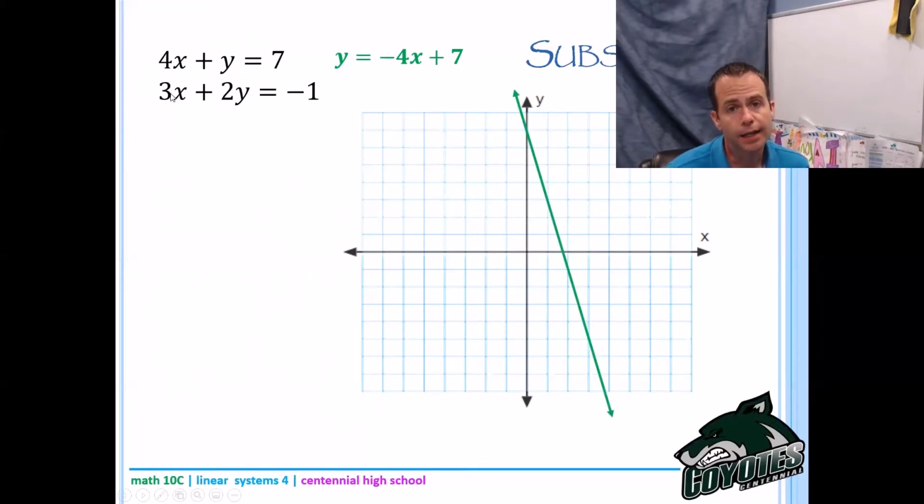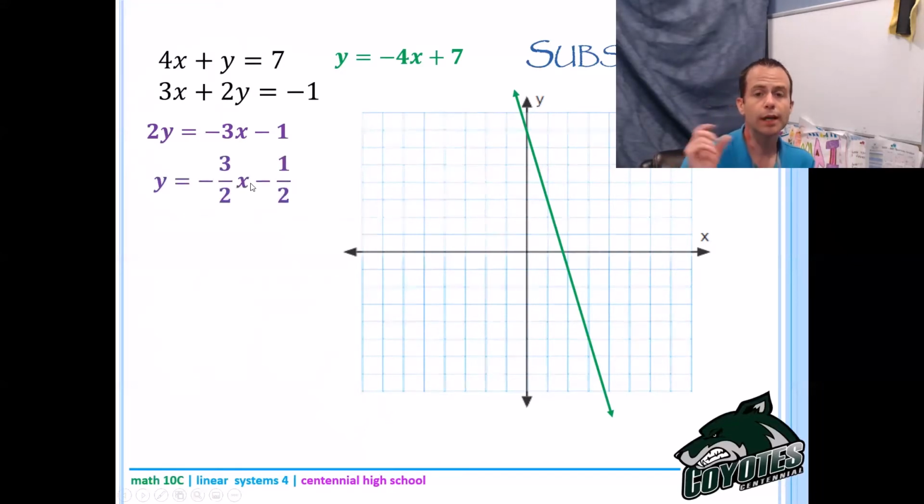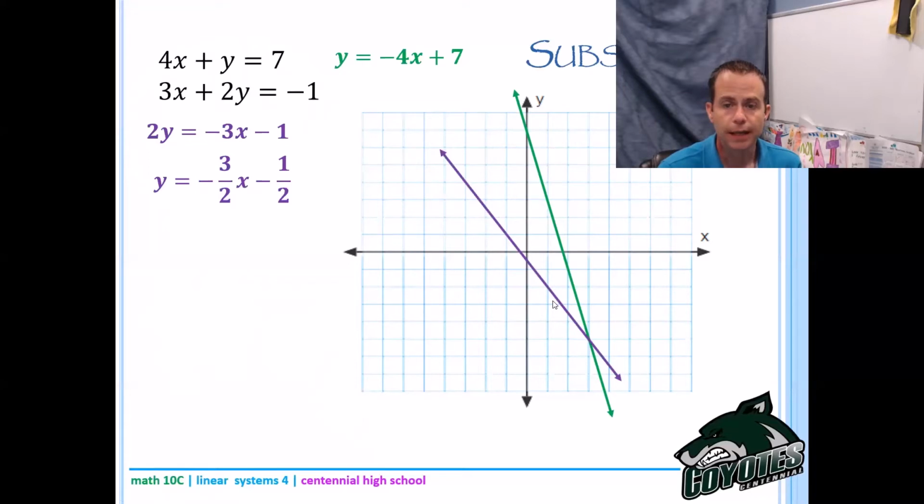The next guy, I need to bring my 3x over to the other side, so that'll be 2y equals negative 3x minus 1. And now I need y all by itself, so I'll divide everything by 2, and that will give me y equals negative 3 over 2 x minus a half. So that means my y-intercept, my b value, is at negative a half right down here, okay? And then from there, I'll go down 3, right 2, down 3, right 2, and I will get that purple line.